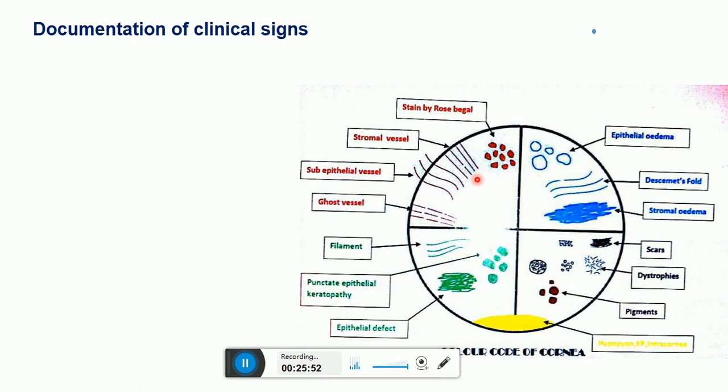Superficial vessels are wavy lines that begin outside the limbus. Deep vessels are straight lines that begin at the limbus. Superficial vessels and deep vessels. Pigmented lesions such as iron lines and Krukenberg spindles are shown in brown. So these are the pigments.